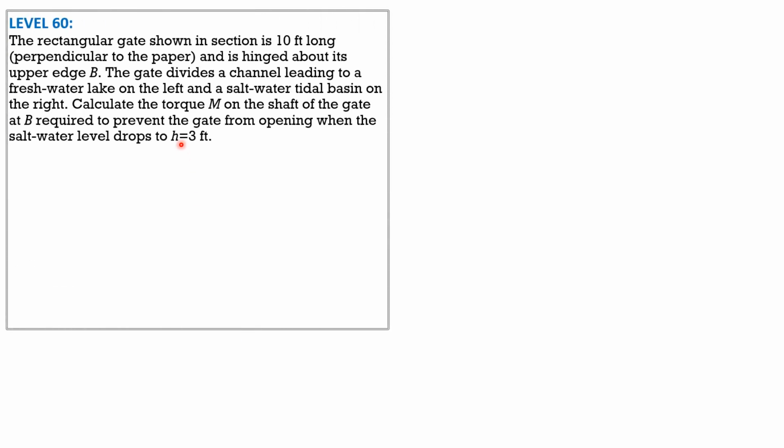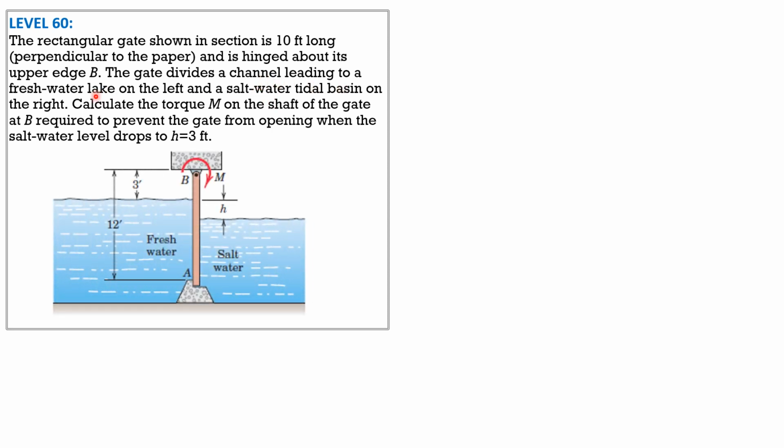Problem 60. The rectangular gate shown in section is 10 feet long, perpendicular to the paper, and is hinged about its upper edge B. The gate divides a channel leading to a freshwater lake on the left side and a saltwater tidal basin on the right side. Calculate the torque M on the shaft of the gate at B required to prevent the gate from opening when the saltwater level drops to 3 feet.